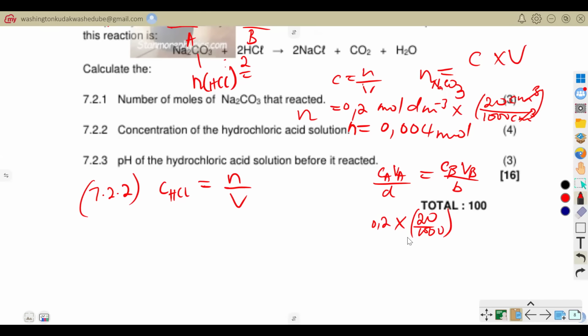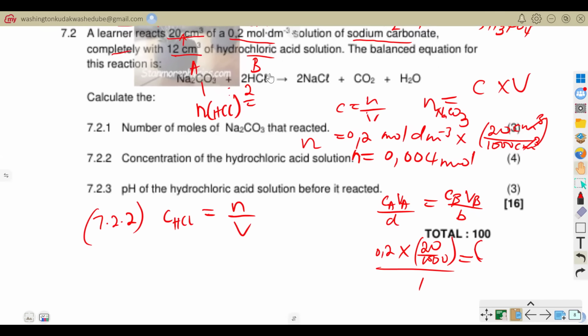And then the coefficient of A here is 1. Then we say it is equal to the concentration of B. We are not given the concentration of B; that is what we are looking for. So the concentration of B, we leave it like that. The volume of B is 12 cubic centimeters, so we divide by 1,000.